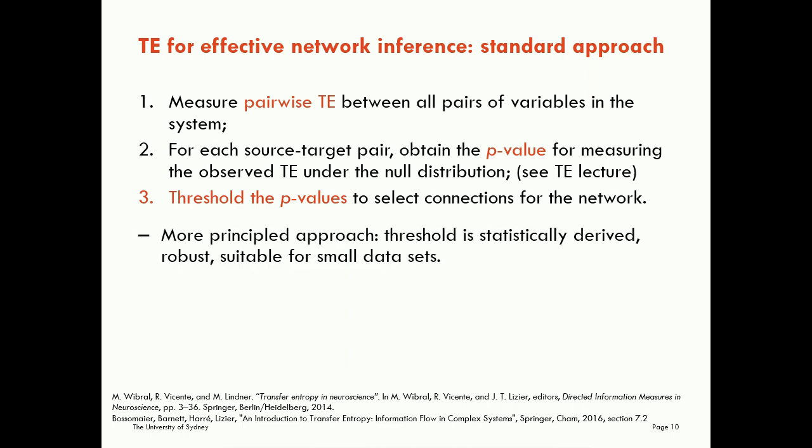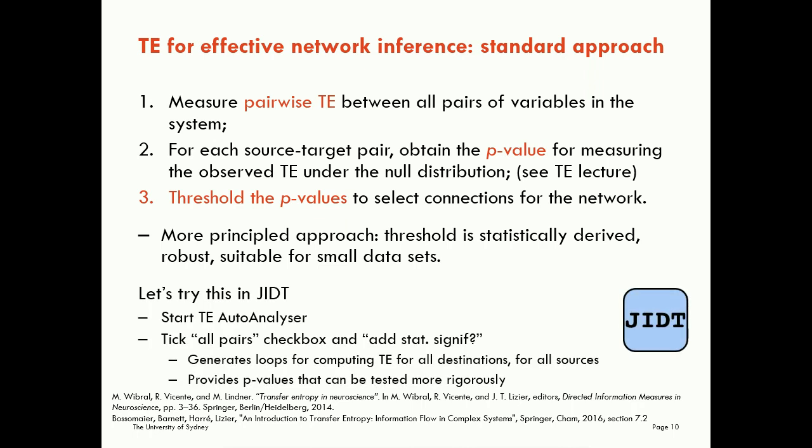So as I said, this is a much more principled approach. We are statistically deriving the threshold in a rigorous way. It's robust and it's suitable for small data sets. This takes the guesswork out of what the threshold should be and determines it in a rigorous way. We can try this in JIDT fairly easily. Let's go back to our auto analyzer, and this time, as well as ticking the all pairs checkbox, we're going to tick the add statistical significance checkbox. What this will do is keep the same loops that we had before, but now provide some p-values that we can test more rigorously than just guessing what the threshold should be.